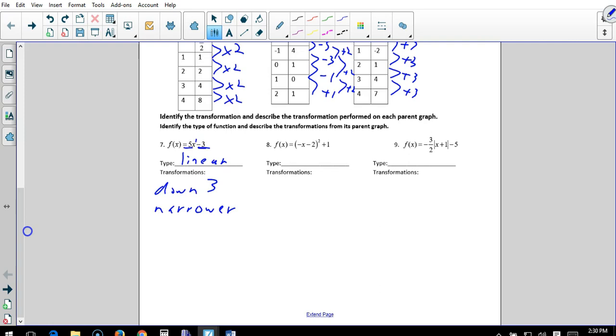Number 8. This little 2 tells us it's a quadratic. What's happening? It's being moved up 1. Okay?